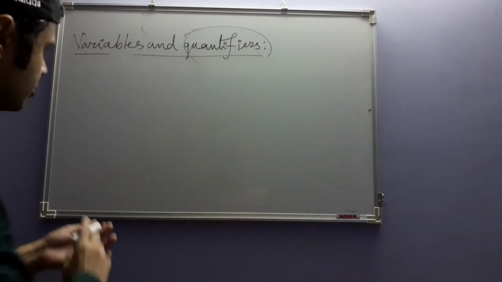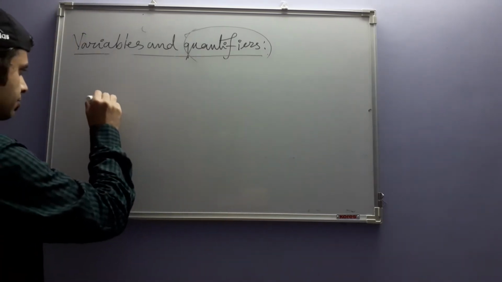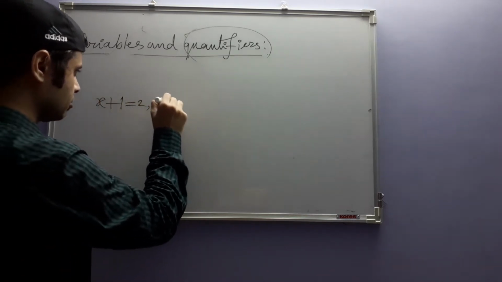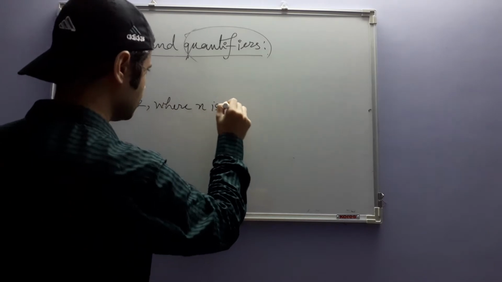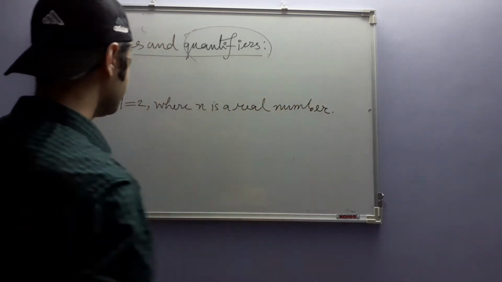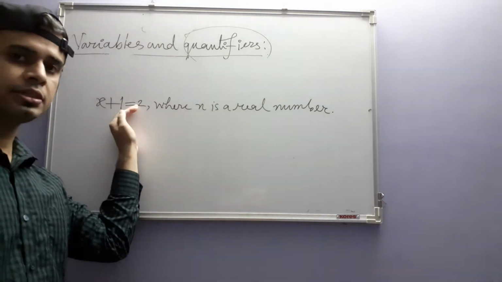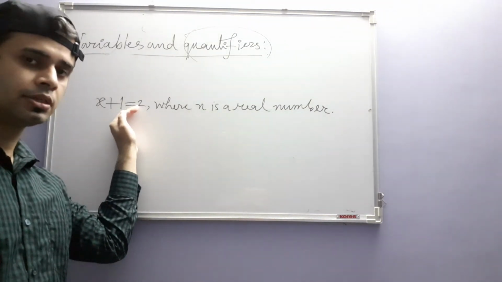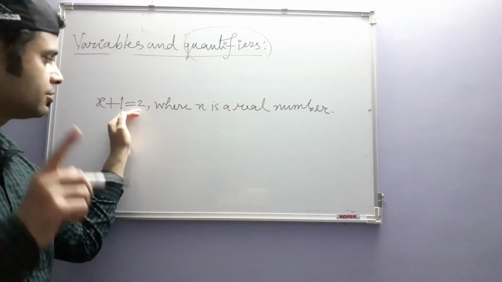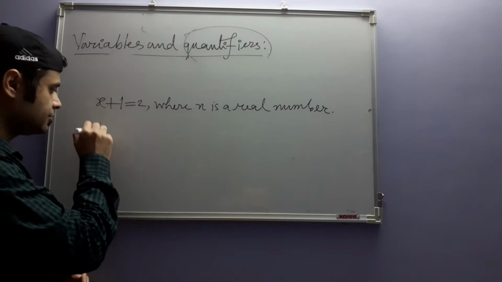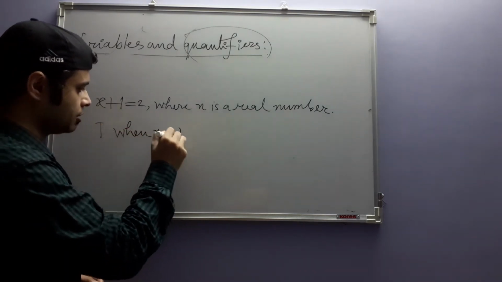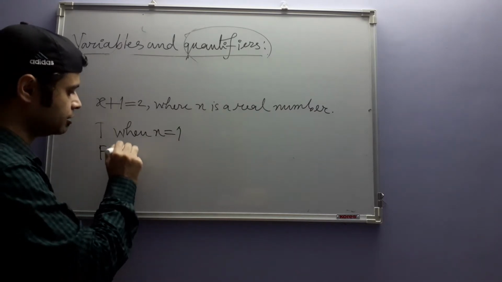So when you come across a statement like this, where x is a real number, if someone asks you whether this statement is true or false, what should your answer be? Its truth or falsity depends on the value of x. It is true when x is equal to 1 and false otherwise.